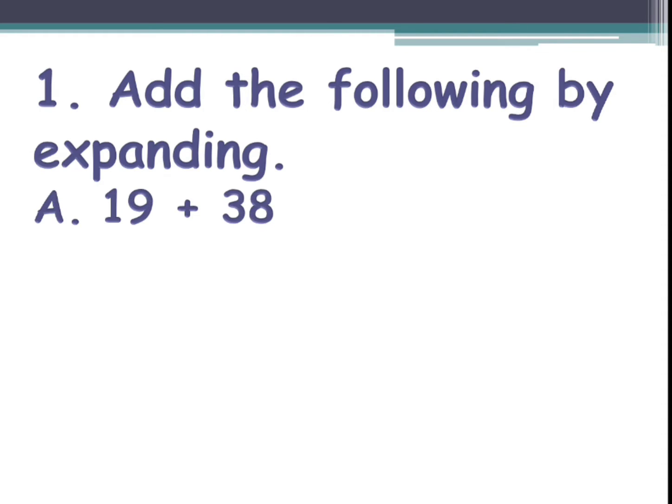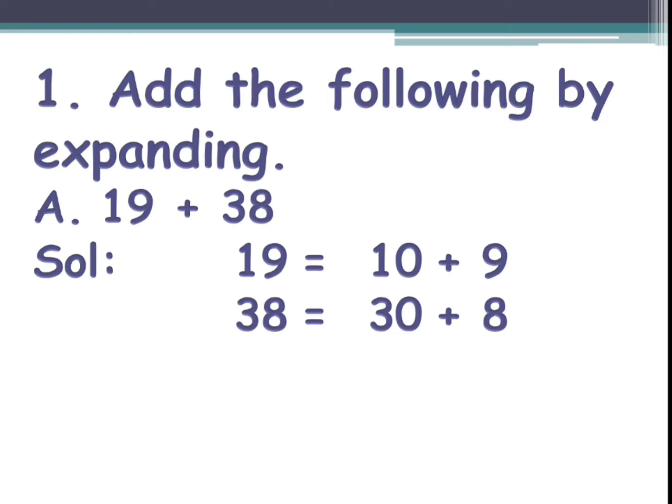Next, 19 plus 38. We need to add these two numbers by expanding, isn't it? So first we need to expand. 19 becomes 10 plus 9, and 38 becomes 30 plus 8. Now we have expanded. Now we need to do the addition. As we are doing the addition, you will place the plus symbol, and we need to start adding.